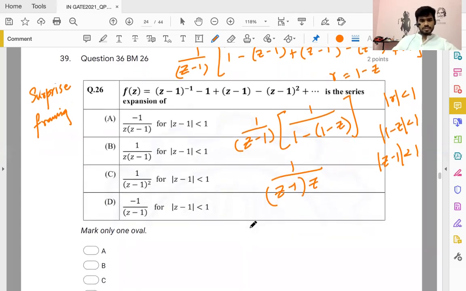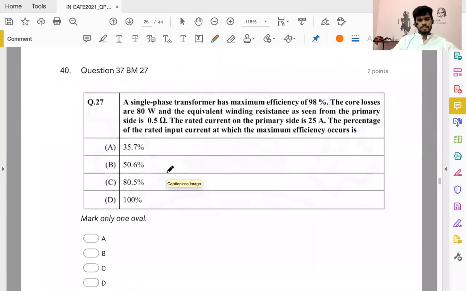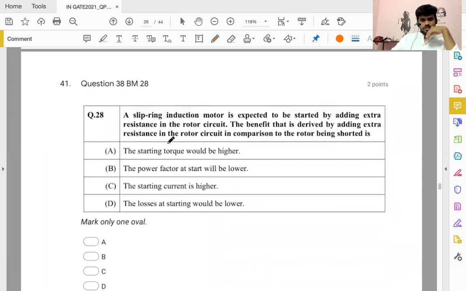And suppose B is correct, I presume. Okay, B. Single phase transformer, 98% core losses. Again, transformer we did not cover, so let's not worry about it. Slip ring induction motor. Again, induction motor and all that we really haven't done. And also it's the MSQ, I suppose. Let's not take a blind guess.